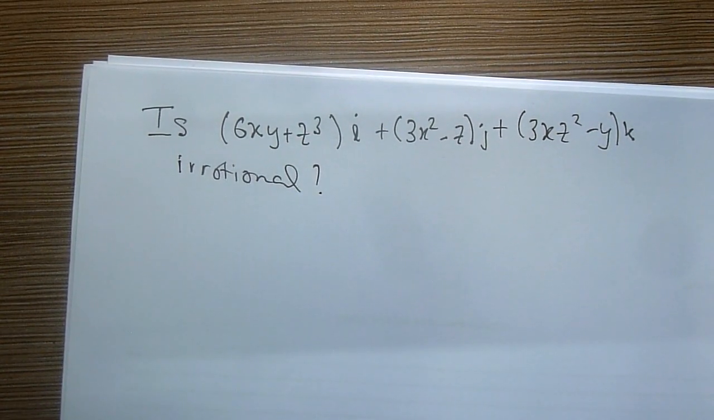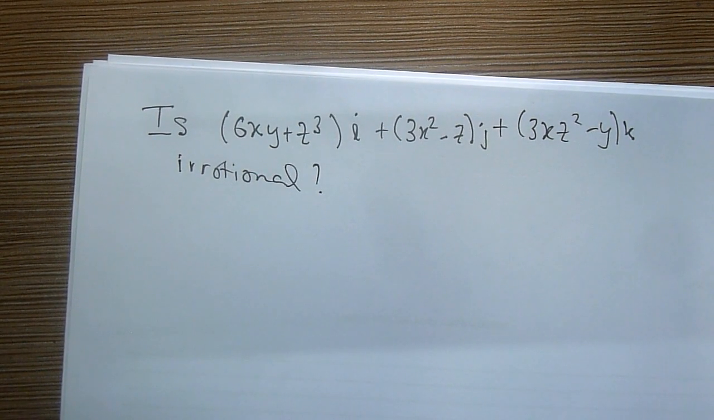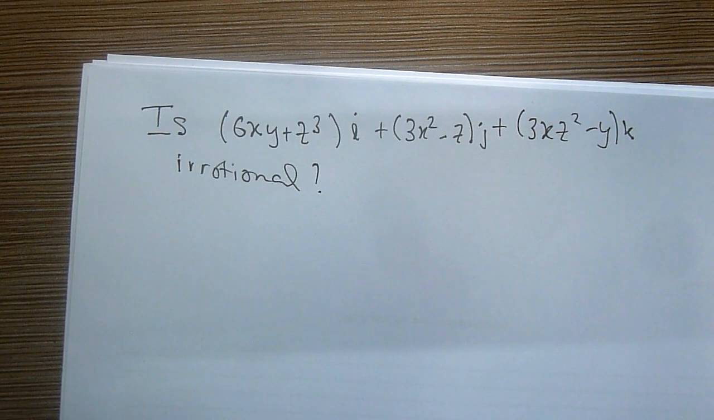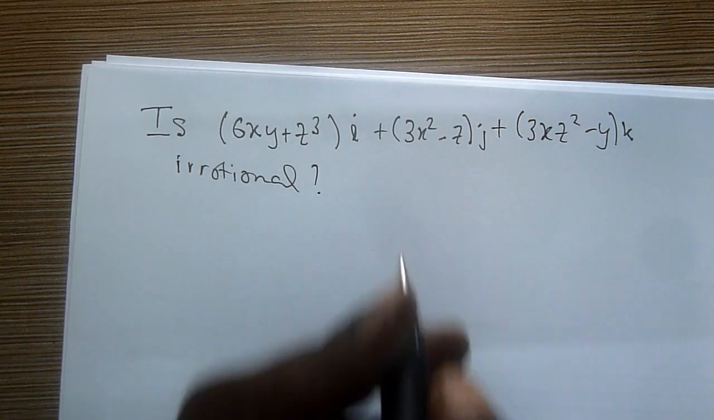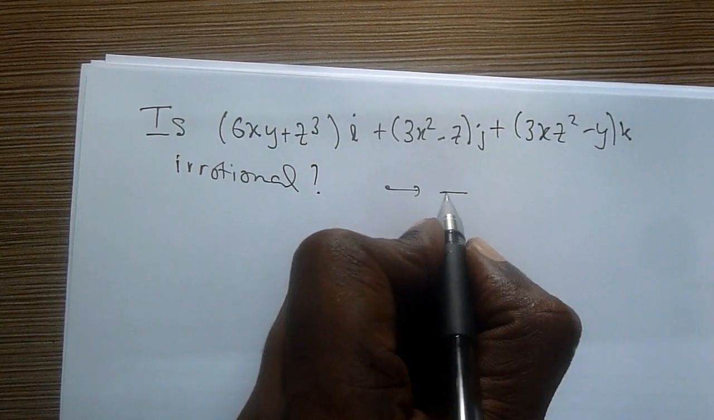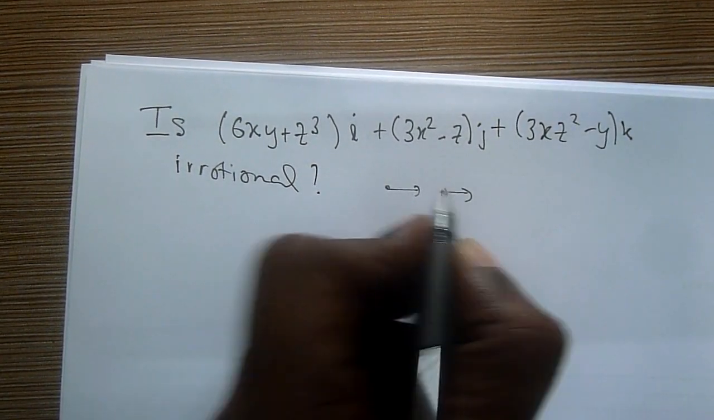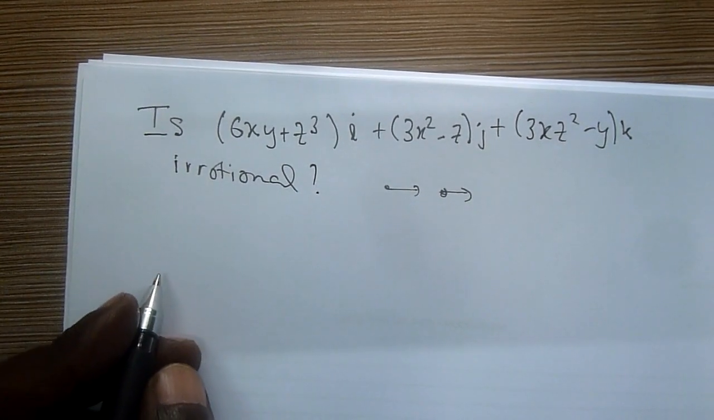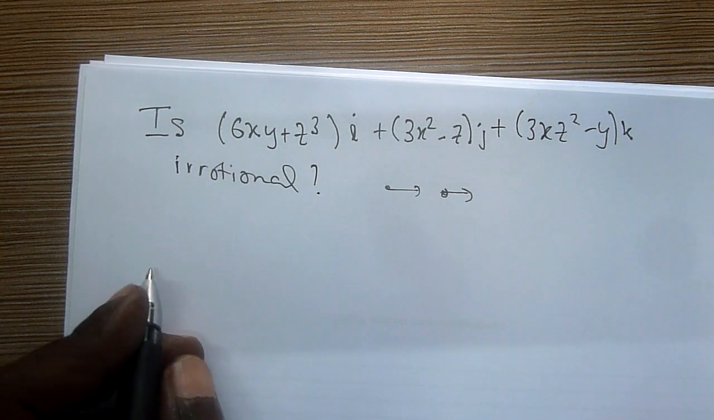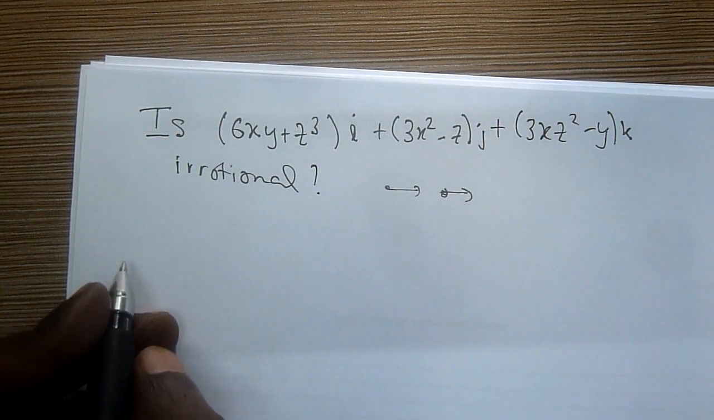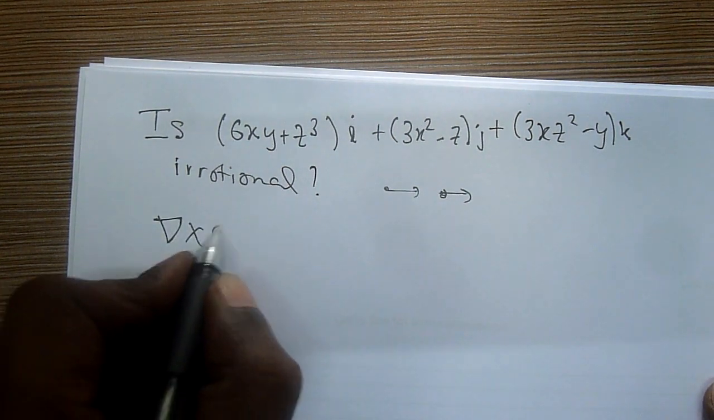They wanted to know whether it's irrotational or not. What we all understood with the word irrotational: irrotational means the sketch will be a straight line, in any direction, but it should not have any angular parts. How do we do this? We can define this as del cross F.